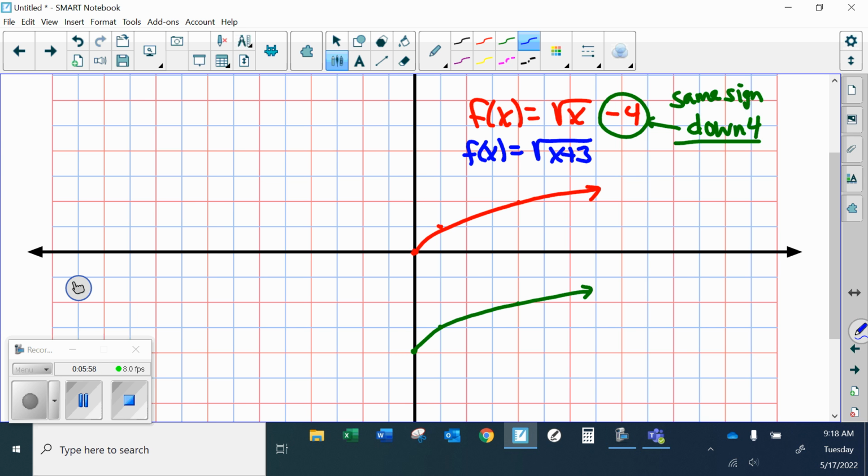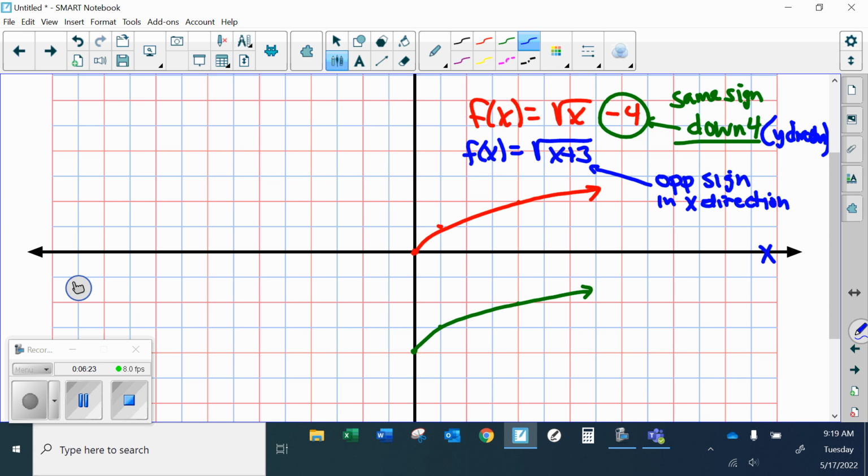Well, notice that plus 3 is connected to the x. The x is the x-axis, which is left or right. And we're going to do the opposite sign in the x direction. Okay, so that was in the y direction up top. This is in the x direction.